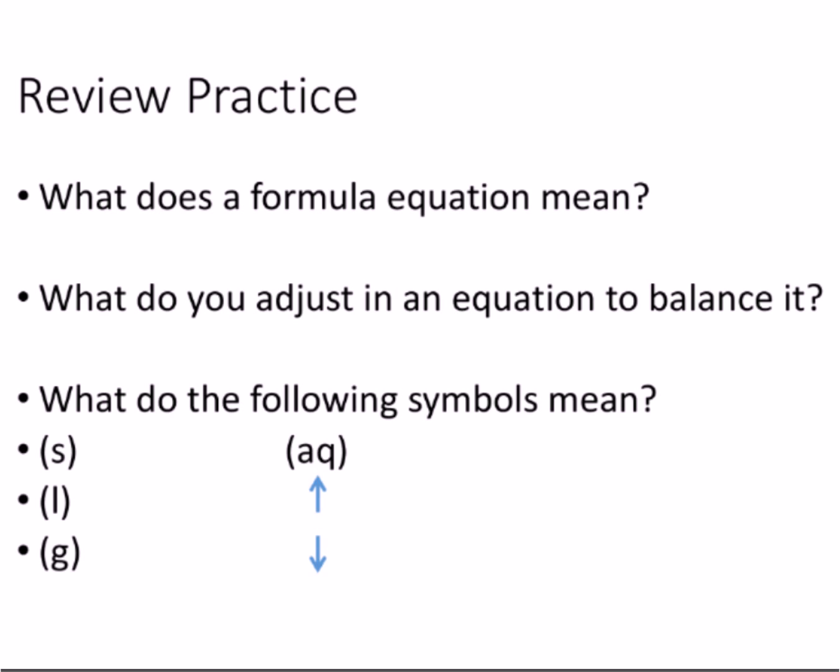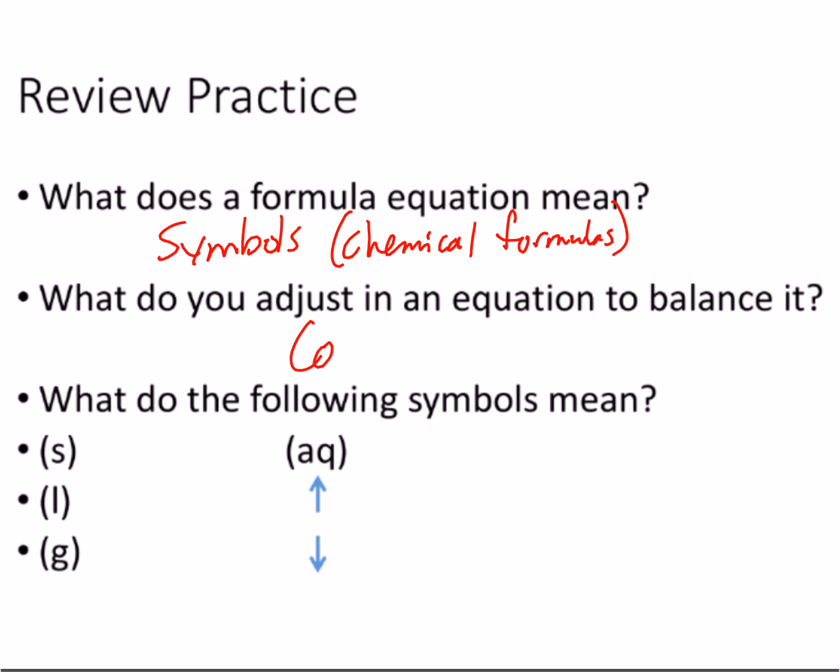All right, what does a formula equation mean, guys? So there's two types. We have a formula equation and a word equation. What does a formula equation mean? Exactly. This is all the symbols, folks. Like the chemical formulas. Again, that seems obvious, but when you're reading questions or you're reading directions, guys, a lot of times people will forget that. A word equation has all the words. You have to write the formula equation out where you have the chemical formulas. All right. What do you adjust in an equation to balance it? Coefficients. You do not change subscripts when balancing. All right, do not change your subscripts when you balance.